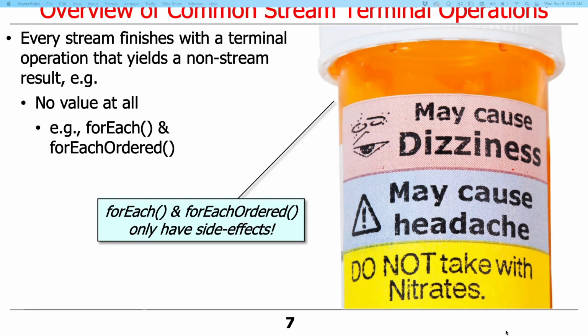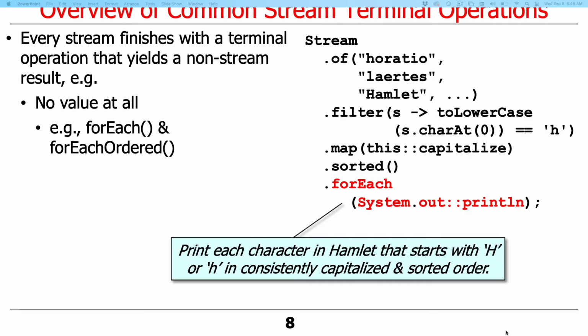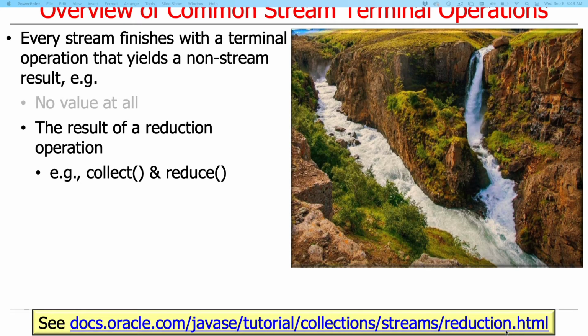There are a couple of different types of terminal operations. One type of terminal operation will not return any value whatsoever. That would be the forEach and forEachOrdered operations. We'll talk more about those later. Here's the simple example we just looked at, where we're going to print out each element by passing in a side effect bearing method reference, which will print the result.